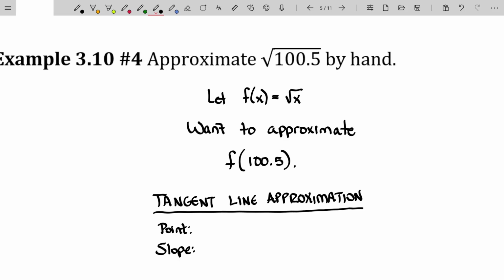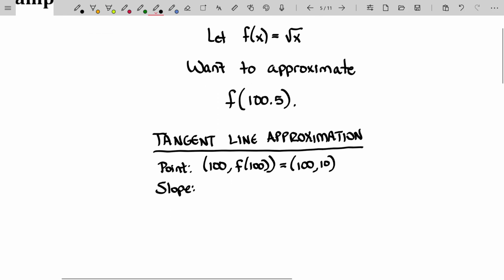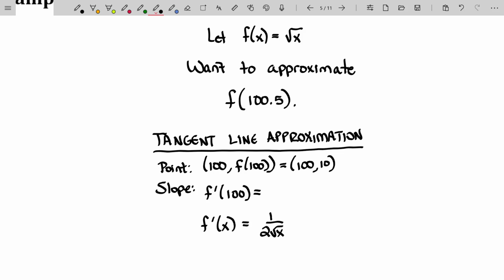So I would recommend picking the point 100 comma f of 100, because those are pretty numbers, and you can easily take the square root of 100. So that would be 100 comma 10. That's our point. And so the derivative of our function at that point will be the slope of the tangent line. Let's go ahead and find the derivative of our function first. That's just going to be 1 over 2 root x. And so therefore, this is 1/20th. And 1/20th, if you don't know, is 0.05.